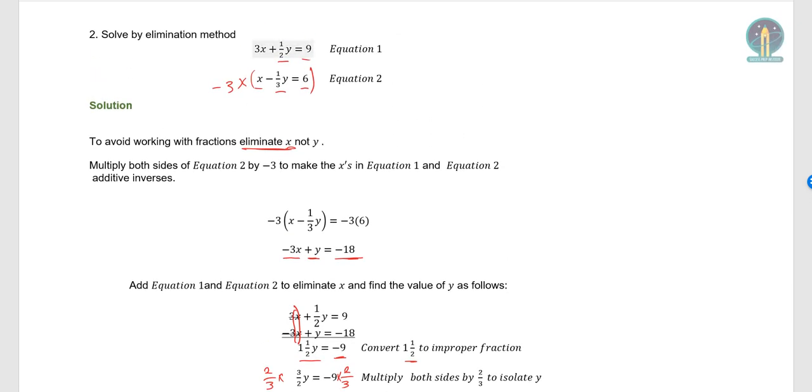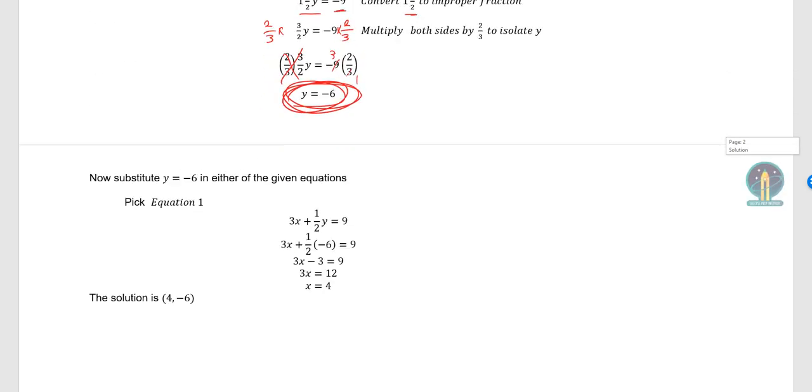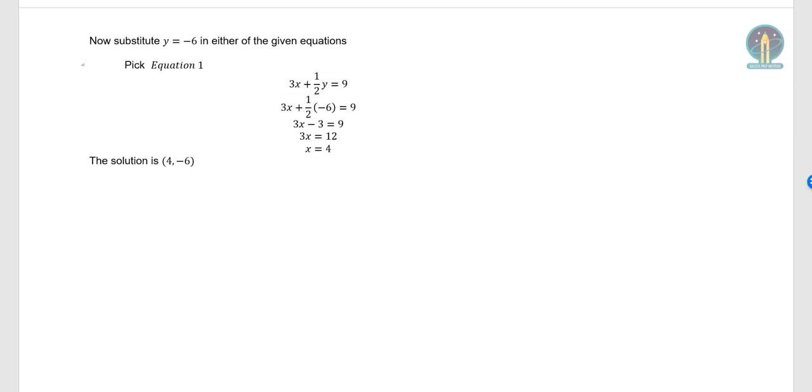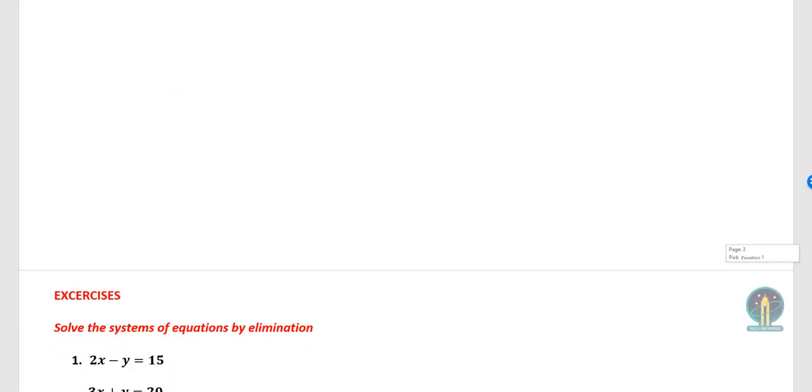3x plus 1/2 y equals 9. X minus 1/3 y equals 6. So let's plug into the first equation. 3x plus 1/2 y equals 9. Plug in y is -6. So we get 3x plus 1/2 of -6 equals 9. 3x minus 3 equals 9. 3x equals 12. X equals 4. So my solution is 4 and -6.